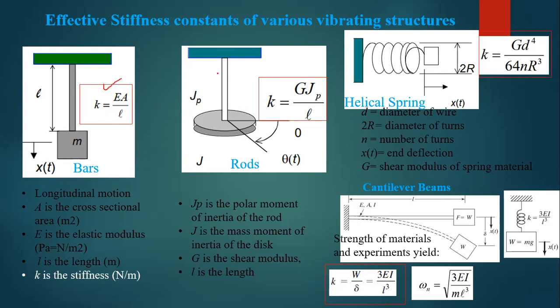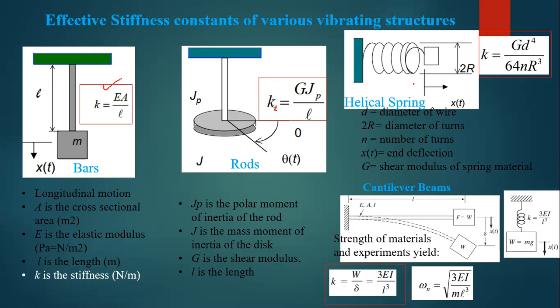Again, the stiffness of a torsional system is similar to this. This G is the shear modulus of the material. This E is Young's modulus, A is the cross-sectional area, and L is the length. G is the shear modulus, J is the polar moment of inertia, and L is the length. So GJ over L is the torsional stiffness KT. I can say these are KT for the rod, which is subjected to torsion.